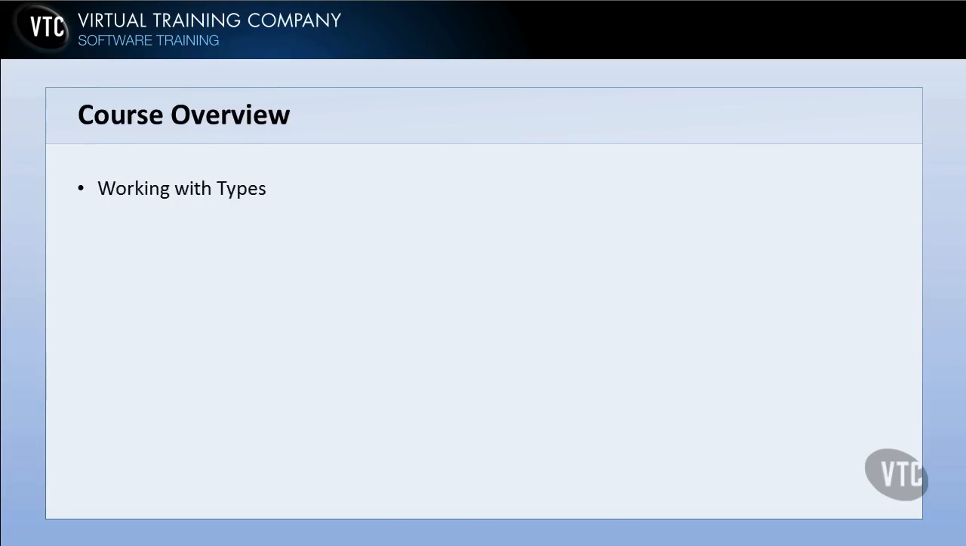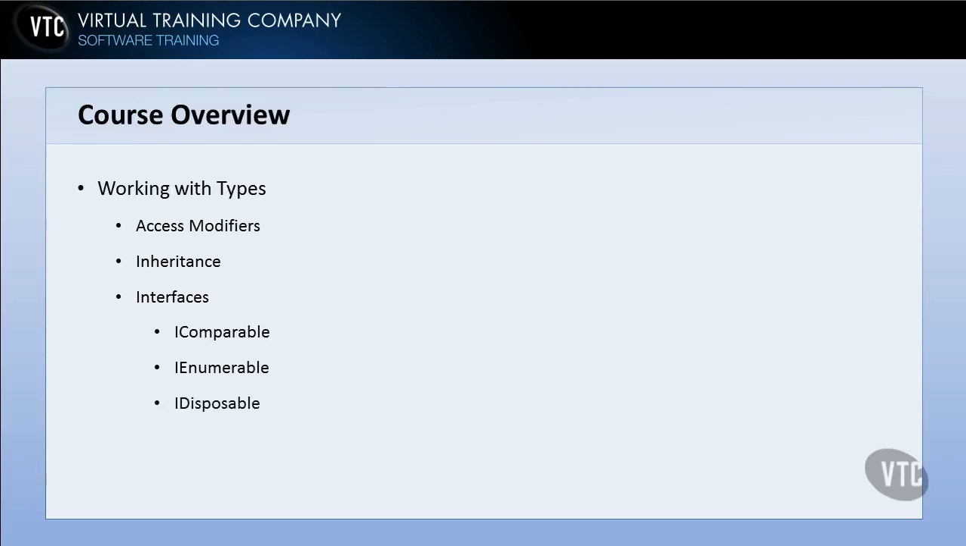Then we'll jump in specifically with working with these types, and we'll talk about things like access modifiers. We'll talk a little bit about inheritance. And then we'll get into interfaces. We'll talk about interfaces and implementing interfaces like IComparable, IEnumerable. And then the one that confuses everybody, we'll go through it really thoroughly, IDisposable and the whole garbage collection process and how to code that up. The Finalize method, GC.SuppressFinalize, and all those sorts of things.